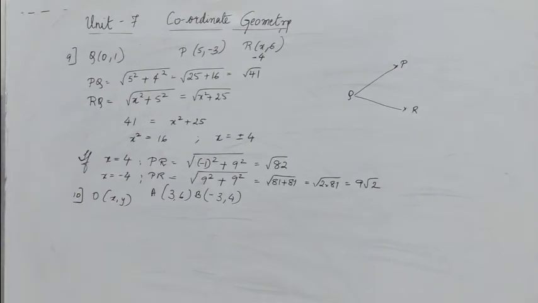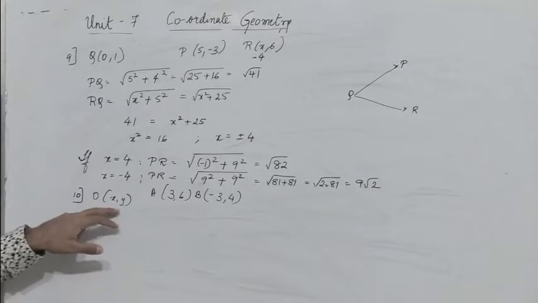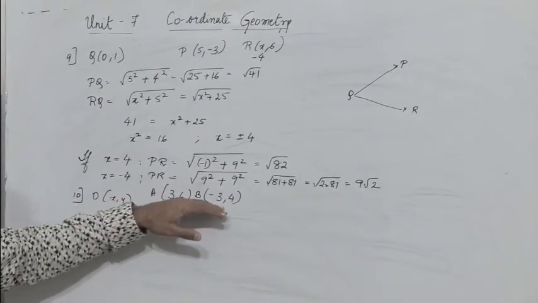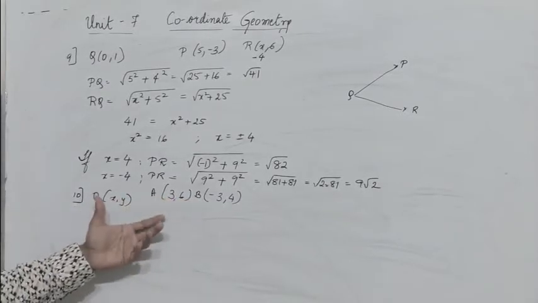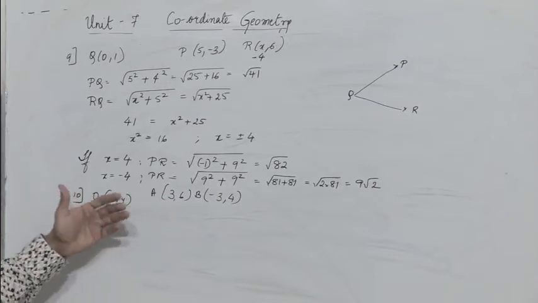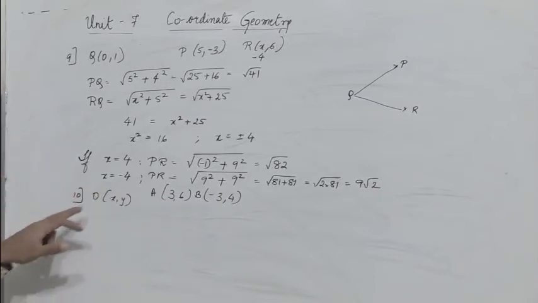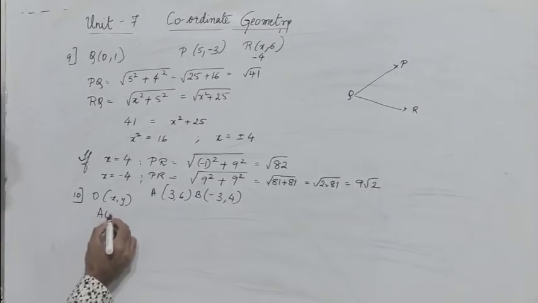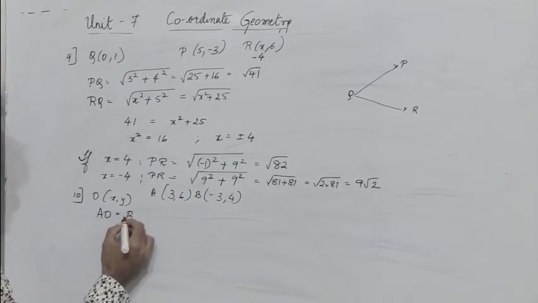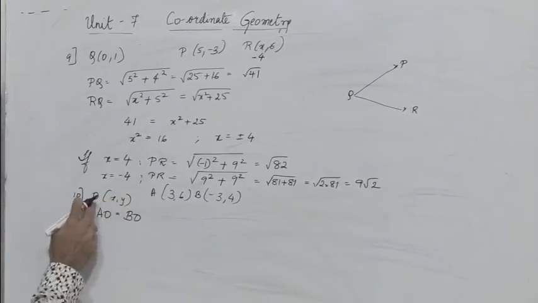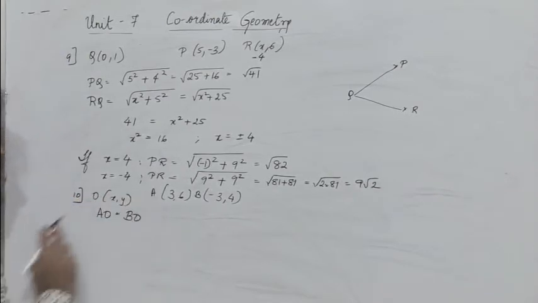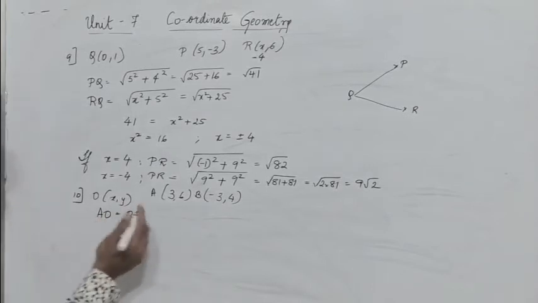The last problem in this exercise: it has been given that the point (x, y) is equidistant from A and B. So we need to find the relation between x and y. So I have a point O. Given AO is equal to BO. So the distance between the point O and A is equal to the distance between the point O and B. So let us find the distance here.